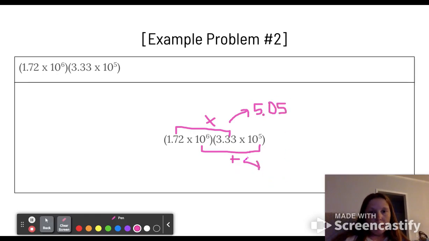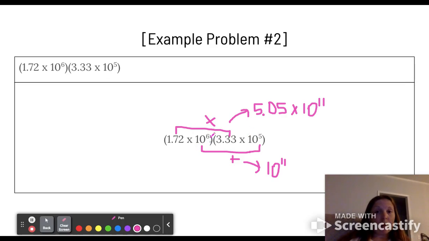Okay. When I add these up, I'm adding 6 and 5, which means we've now got 10 to the 11th power. So my answer is 5.05 times 10 to the 11th. Now, had this been a negative 5, okay, let's just say it was a negative answer, we would have done 6 plus a negative 5, which would have actually been 10 to the first. Okay, does that make sense? Pay attention to the sign on your exponent as well, because that will change this addition or subtraction.